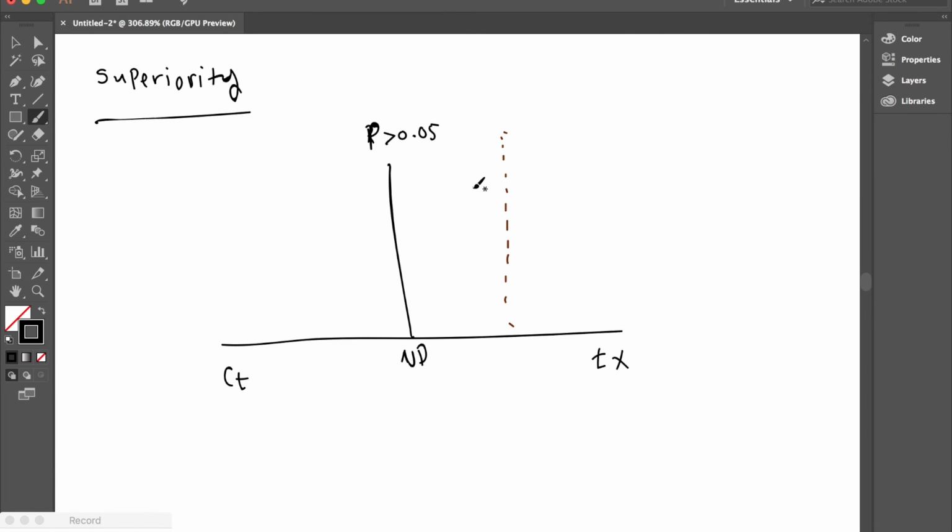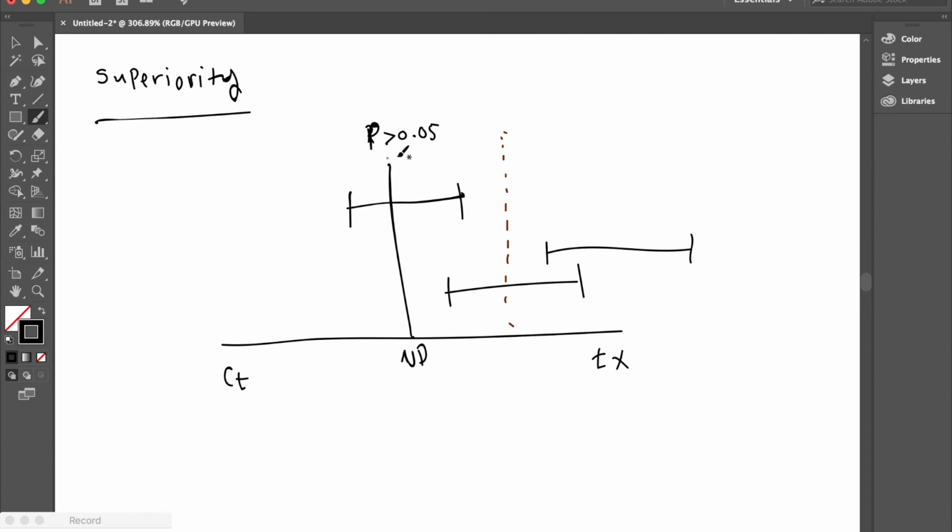So let me draw a couple of different scenarios. I can draw, for example, this scenario. I can draw this scenario. I can also draw this scenario. Right? So let's look at this one. Actually, let's look at this one first.